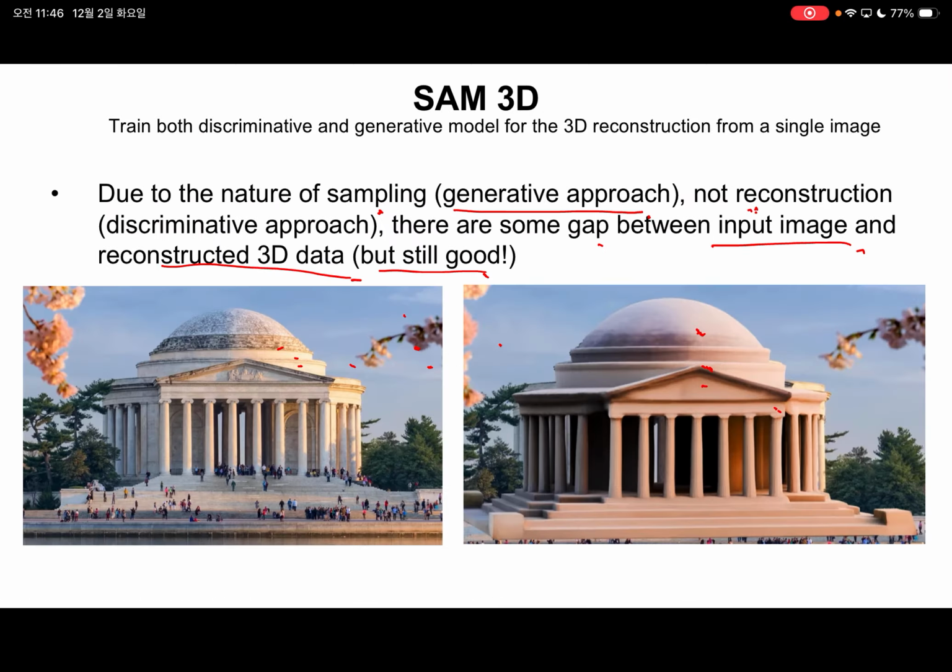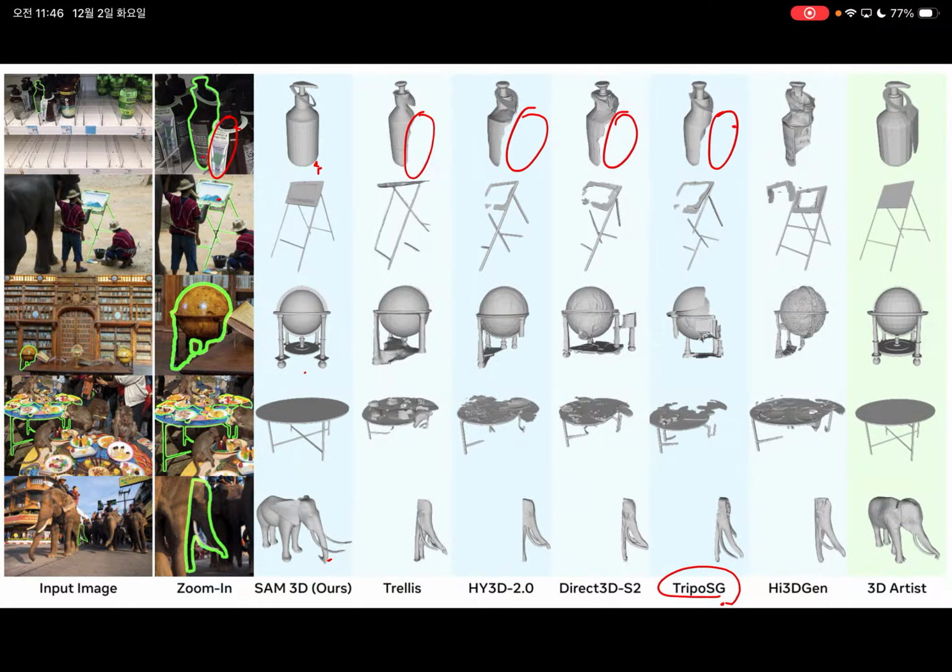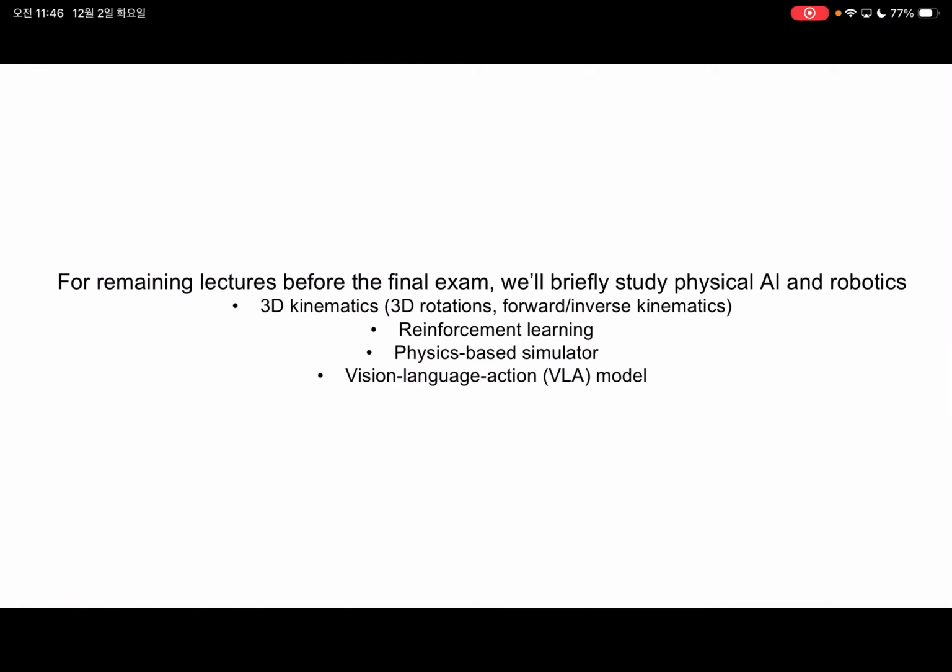And for the remaining lectures before the final exam, we'll briefly study robotics, 3D kinematics, forward inverse kinematics, reinforcement learning, physics-based simulators, visual language models. We cannot cover all this in detail. We briefly cover some robotics material.